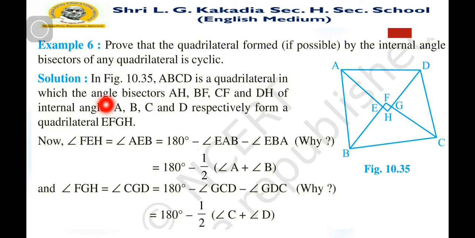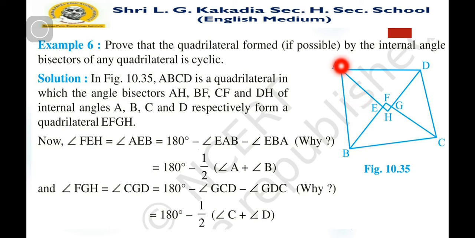So now in the figure, ABCD is a quadrilateral in which the angle bisectors AH, BF, CF and DH of the internal angles of ABCD respectively form a quadrilateral EFGH. So here you can see quadrilateral EFGH. Now angle FEH, how can we find FEH?